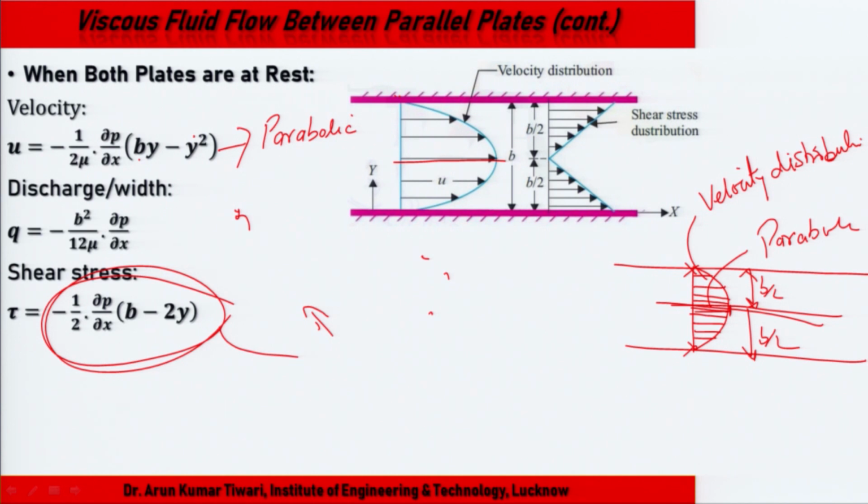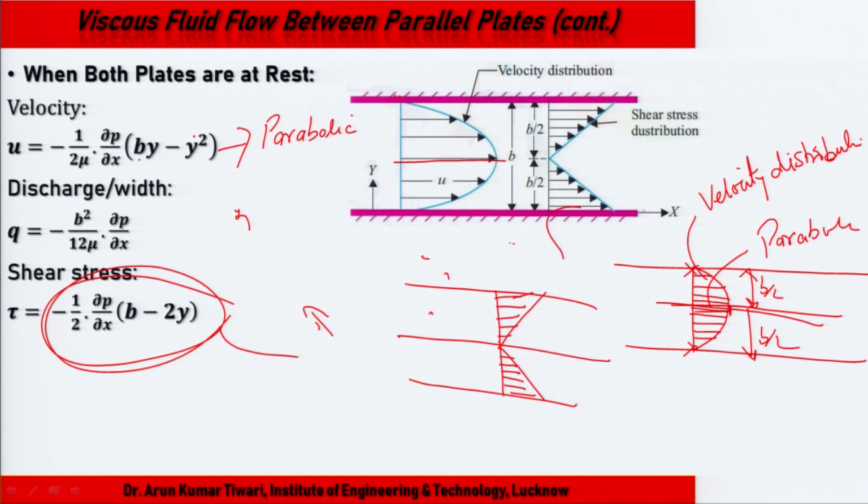And what is the pattern of the nature? The pattern is linear, and when y equal to b by 2 it becomes 0. And where is the maximum? Yes, at this point, initial. So at b by 2 shear is 0, and at the start it is maximum. So this one is the velocity distribution, and this one is the shear stress distribution.